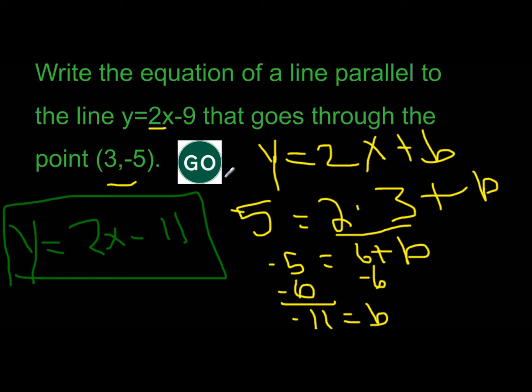So perpendicular, stop: negative reciprocal. Parallel, go: same slope. Hope this helps, and I hope you're able to write equations of lines that are parallel and perpendicular to a given line.